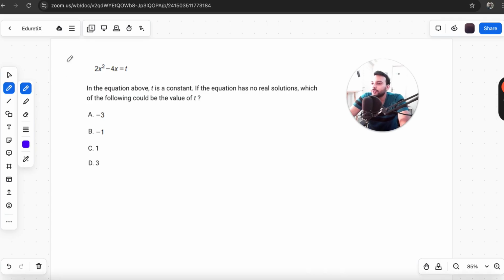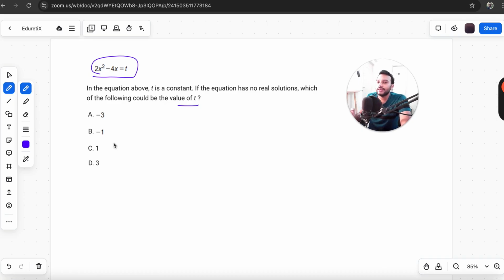Okay, so 2x squared minus 4x is equal to t. This is the equation given to us. In the equation above, t is a constant. If the equation has no real solutions, which of the following could be the value of t? So we don't need to find the specific value of t, but which of them could be. So there might be a range.